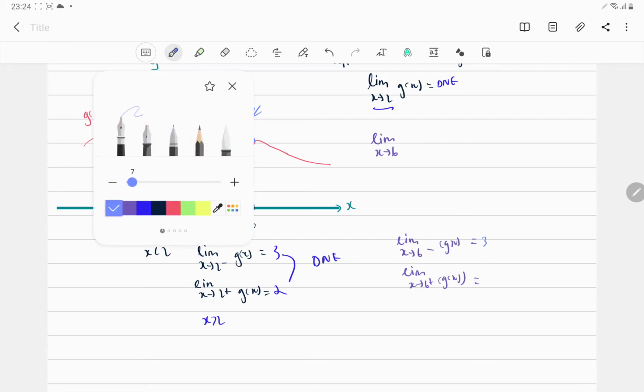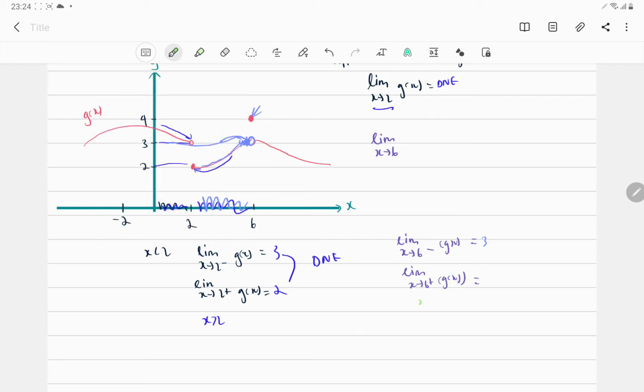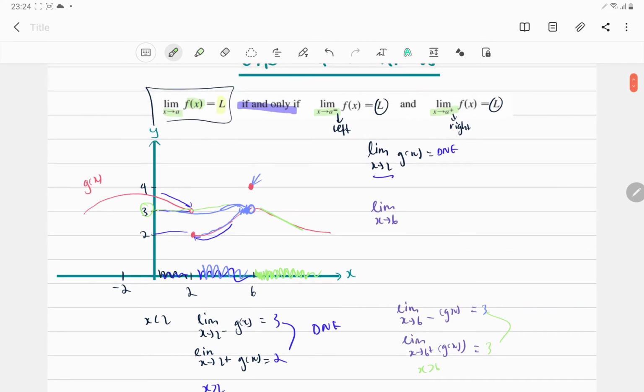The limit as x approaches 6 from the right. That means x value is greater than 6. Over here, as x approaches 6 from the right and goes arbitrarily close to 6, we can see that the graph is going to be approaching 3. So you can see that the left and the right limits do approach the same number. Therefore, the limit does exist. Therefore, the limit as x approaches 6 of g of x is going to equal 3.